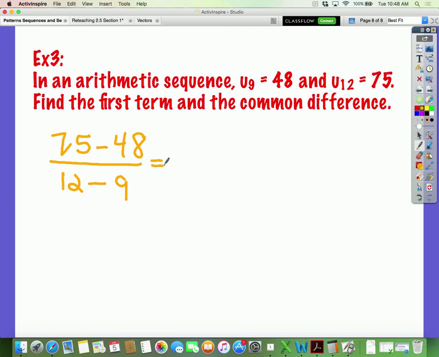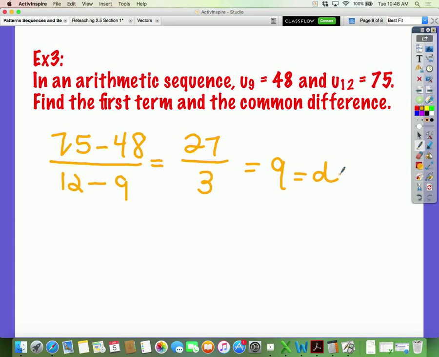So what's 75 minus 48? And 12 minus 9? And what's 27 divided by 3? And that is the common difference. You would still get the same thing if you did a system. If you push the numbers back, there are so many different ways you can do this. But I like this one.